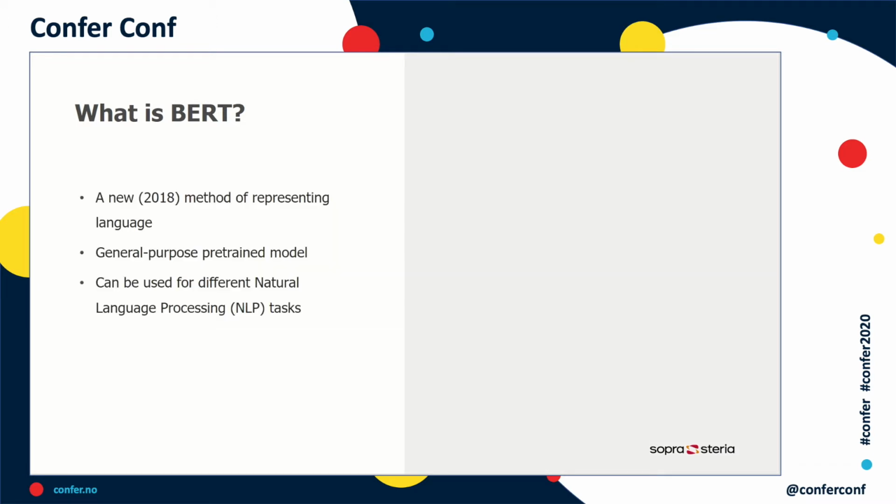So it's a new method of representing a language. It was published in 2018 originally. And it's a general purpose pre-trained language model. Pre-trained in this case means that it is not trained on task-specific data, but rather on more general data sets. And the model can be used for a lot of different natural language processing tasks.